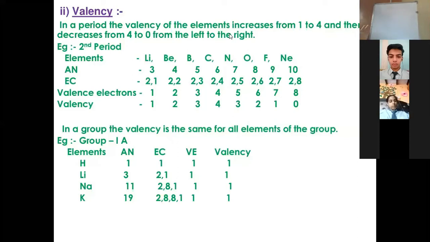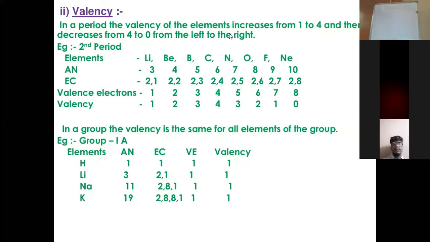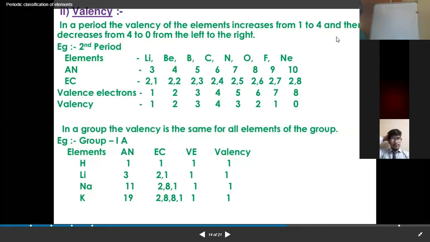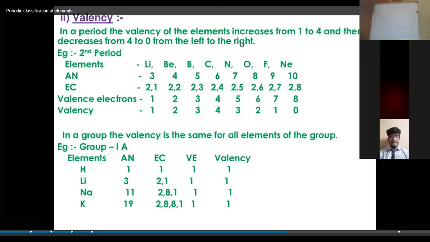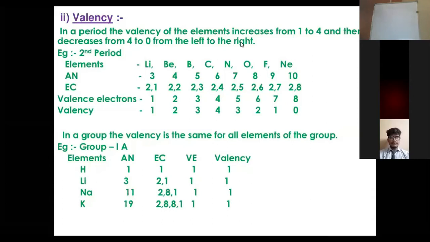As you know, in the modern periodic table there are 7 periods: the very short period, then a short period, then again a short period, and then a long period, and two very long periods. Now today we will discuss how the chemical property varies when we move along a period.